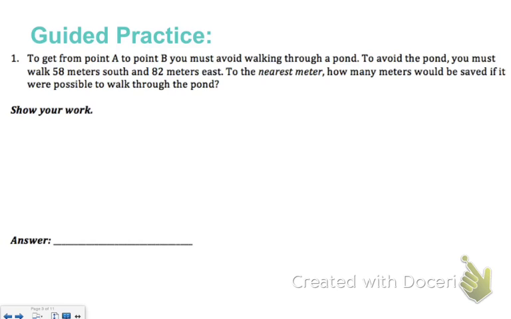So let's take a look at some word problems together, and what's going to be important about these word problems is we have to somehow visualize or draw out a right triangle.